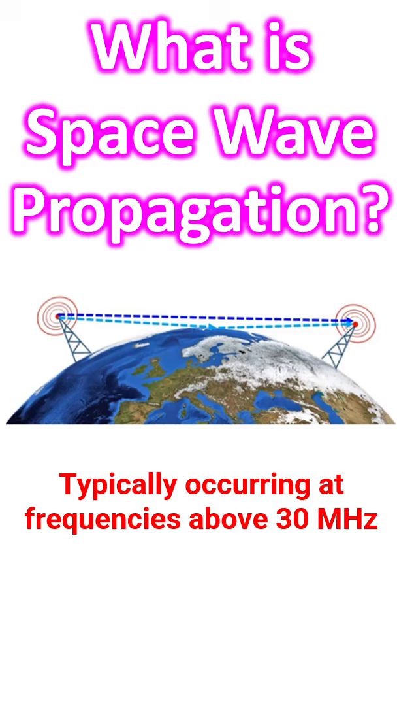Space wave propagation is direct line of sight propagation between the transmitting and receiving antenna, typically occurring at frequencies above 30 MHz. Propagation could also occur by reflection from the ground to the receiving antenna with attenuation. Space wave propagation occurs through the troposphere, the lowest layer of the Earth's atmosphere. Hence, it is also called tropospheric wave propagation.